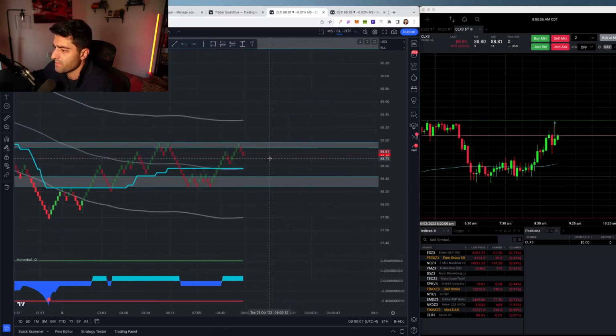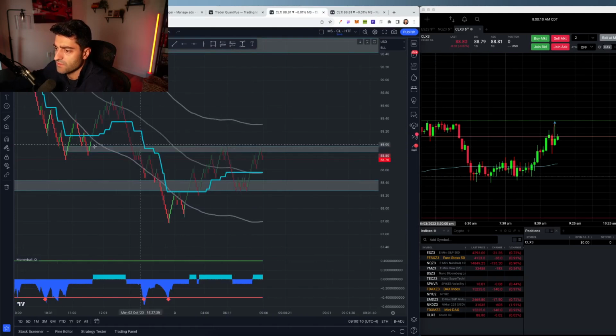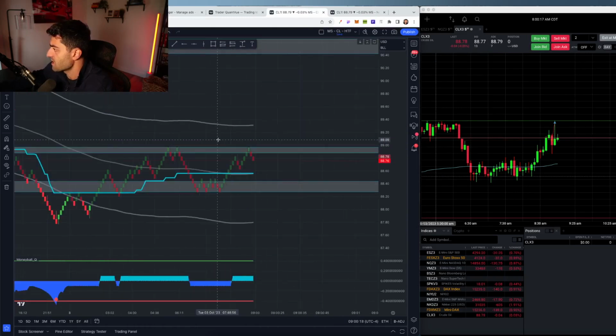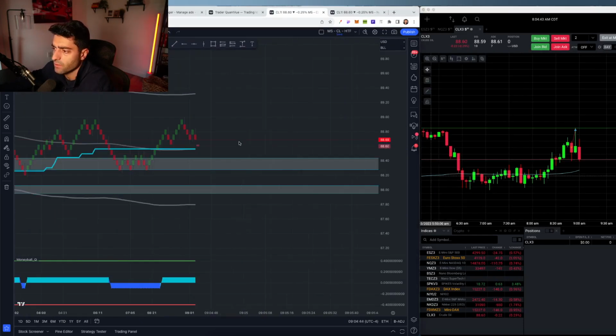Starting to get some sellers step in here now. Another rejection off of this little supply zone here. We'll see if this wasn't the right idea. I may have just gotten in a little bit early. Here's the sell-off we were looking for.